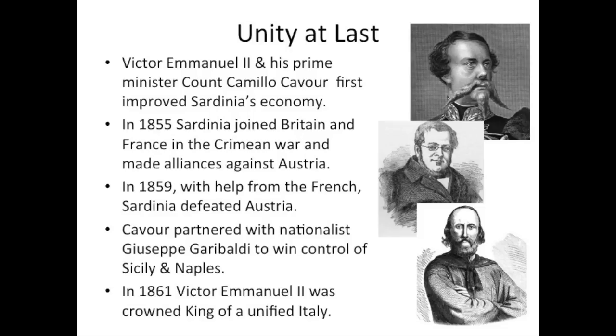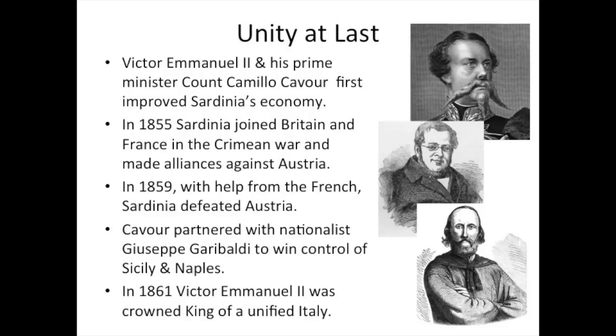And that sort of gave them a position to join the British and the French in the Crimean War in 1855. And so through the alliances that they made with Britain and France in the Crimean War, they were able to sort of broker a secret deal with Napoleon III of France to ally against Austria, such that when a year later Sardinia goes to war with Austria, the French have their back, and they manage in 1859 to defeat Austria and to regain that territory in northern Italy.